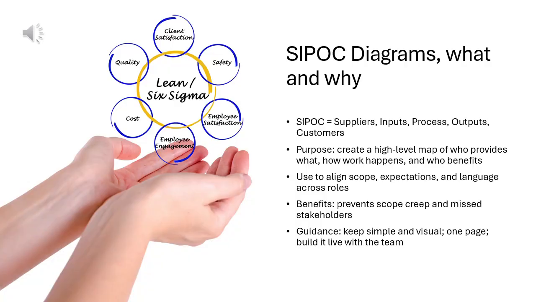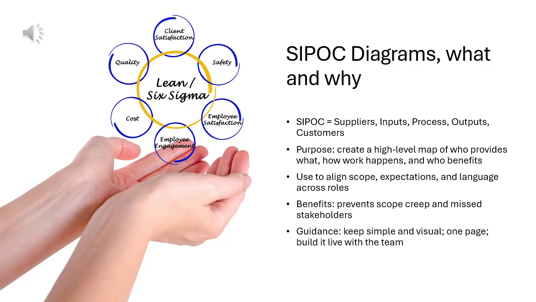SIPOC stands for Suppliers, Inputs, Process, Outputs, and Customers. A SIPOC diagram frames a process at a high level. It captures who provides what, how work happens, and who benefits. It creates a shared map before improvement work begins.